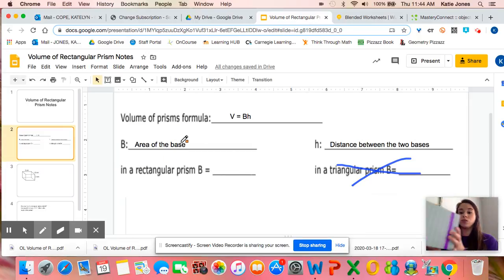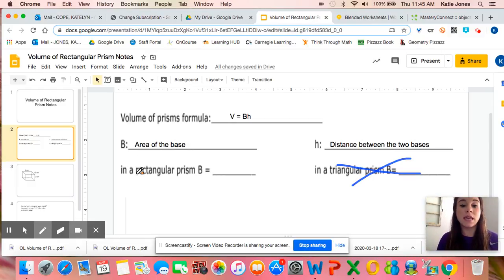So going back to my box here, what we need to do is find the area of the actual base, and then you're going to multiply that times the height, which is the distance between the two bases. So if this is a base and if this is a base, you're going to multiply to find the distance between those two bases. So let's say that this is the base of my box or my rectangular prism, and that's what we need to find the area of.